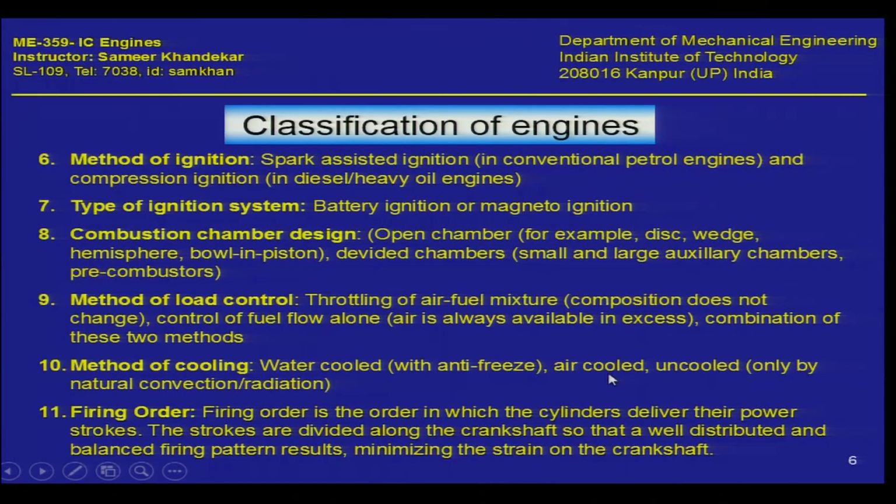You can have air cooled system. Very small engines can be completely uncooled, that means essentially you only use natural convection or radiation to get them cooled. And then the firing order. The firing order is the order in which the cylinders deliver the power strokes. The strokes are divided along the crankshaft so that a well distributed and balanced firing pattern results, minimizing the strain on the crankshaft. So essentially if you have a 4-cylinder engine, all the 4 cylinders are not giving power at the same time.